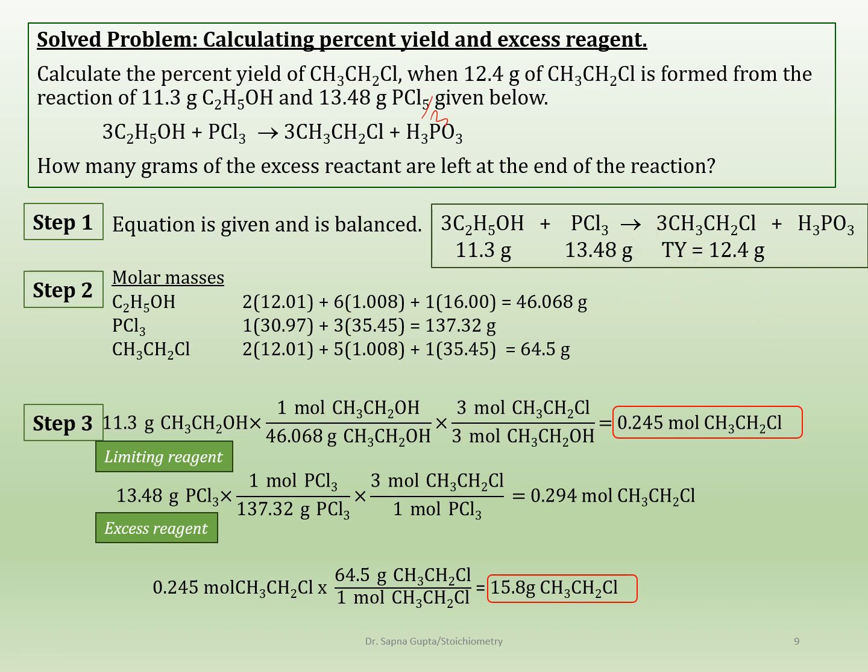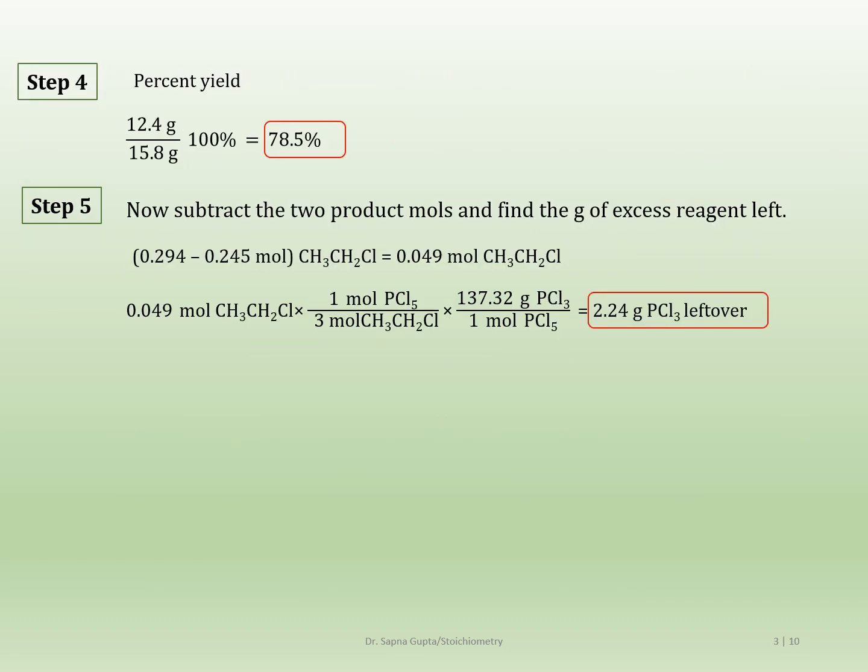This is the actual yield. I'm sorry, another mistake I found. Oh my Lord. So this is the actual yield. So the actual yield is 12.4 and the theoretical yield is 15.8. So in the next slide, I'm going to calculate the percent yield, and we're also going to calculate the grams of excess reagent left. And I'm going to follow my method because I like mine, which is I'm going to subtract these two and then find the excess of PCl3 from there.